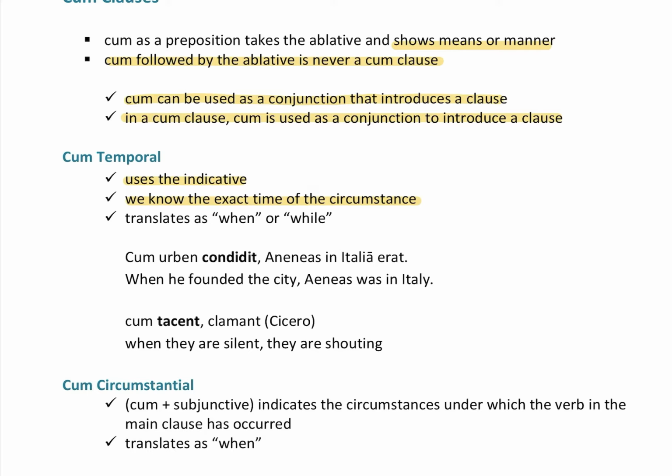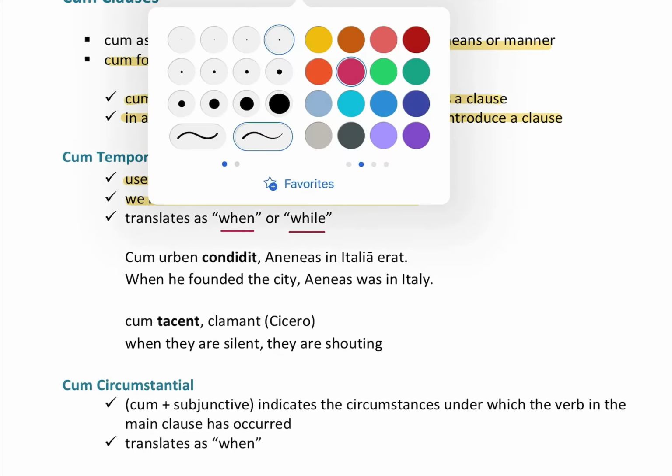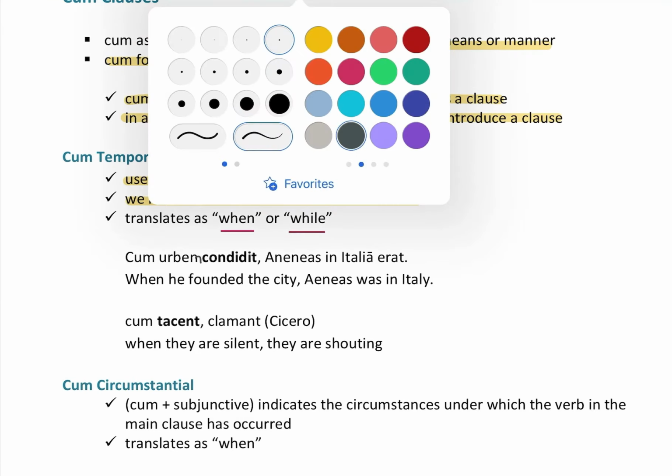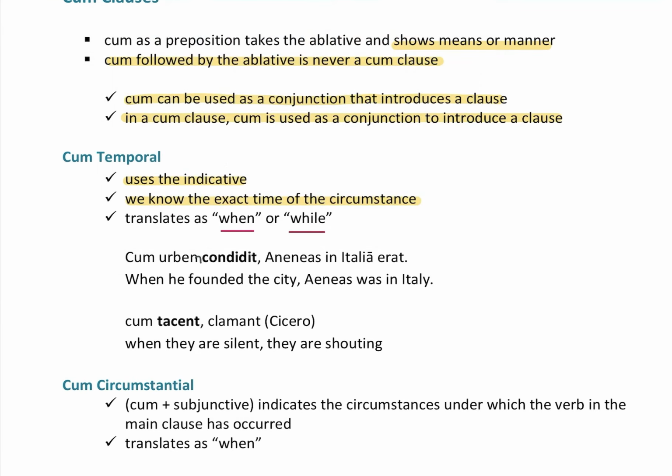And when we translate it, we can translate it as when or sometimes while. So if I gave you this in Latin, cum urbem condidit Aeneas in Italia erat. When he founded the city, Aeneas was in Italy. So this part is our main clause, Aeneas was in Italy. This is our cum temporal clause, when he founded the city.